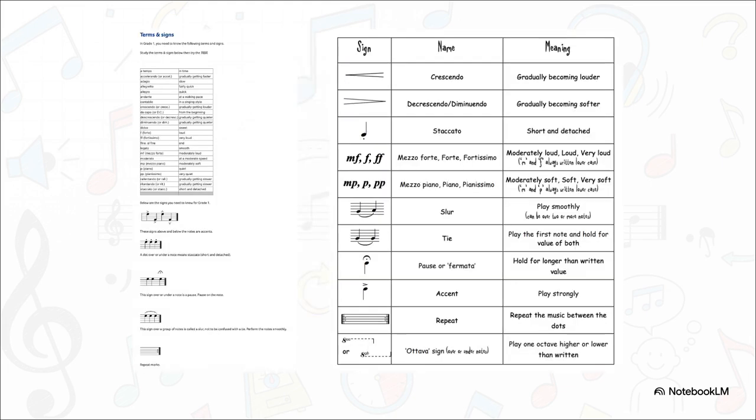Okay, these curved lines can look the same, but they do totally different things. A slur, on the left, connects a bunch of different notes. It means play them all smoothly in one go. But a tie, on the right, connects 2 of the exact same note. That just means you hold the note for the length of both of them added together.